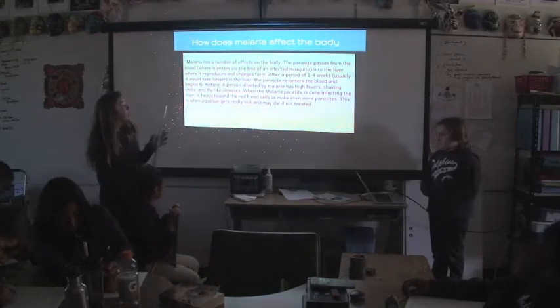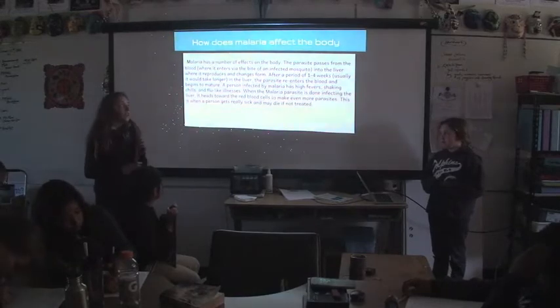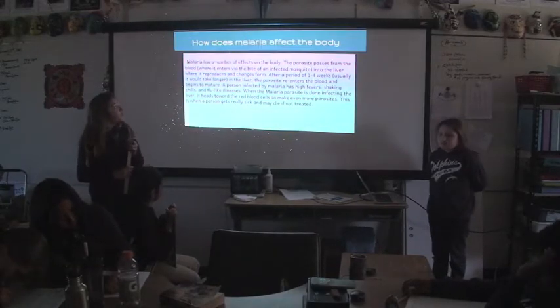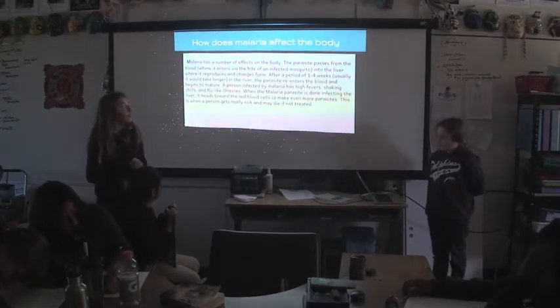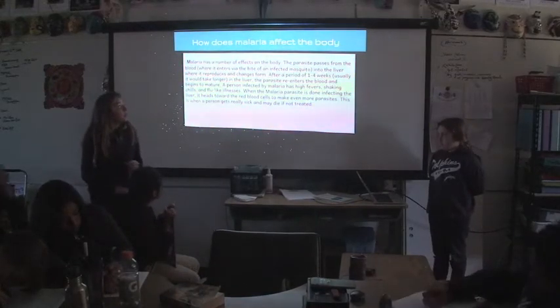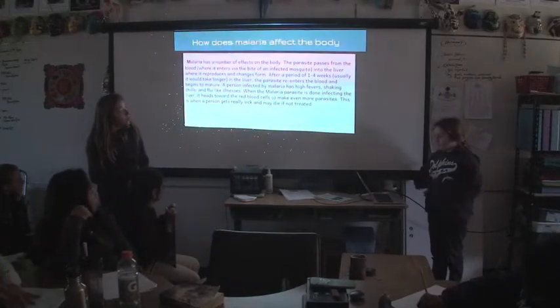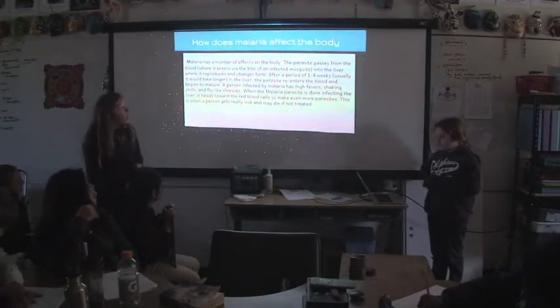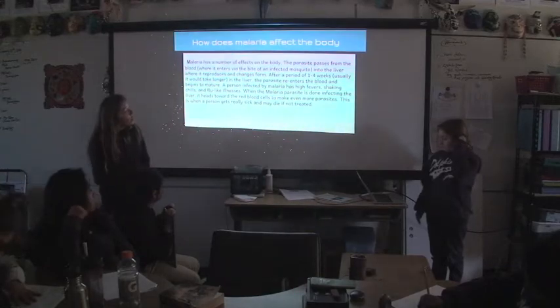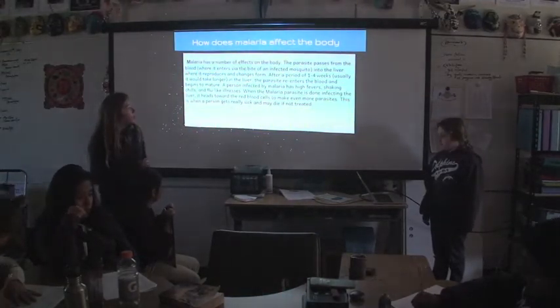How does malaria affect the body? Malaria has a number of effects on the body. The parasite passes from the blood, where it enters via the bite of an infected mosquito, into the liver, where it reproduces and changes form. After a period of 1 to 4 weeks, usually it would take longer, in the liver, the parasite re-enters the blood and begins to mature.